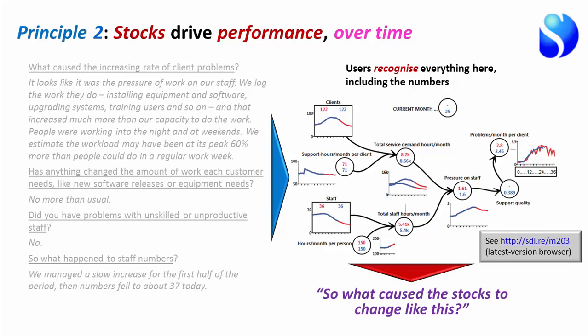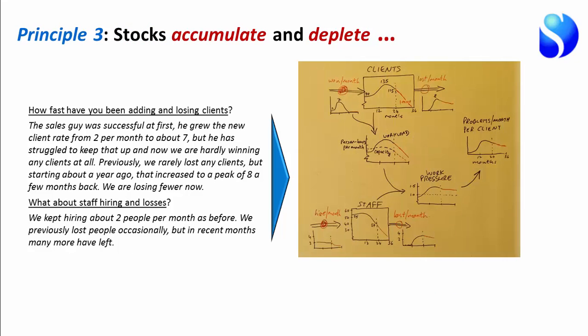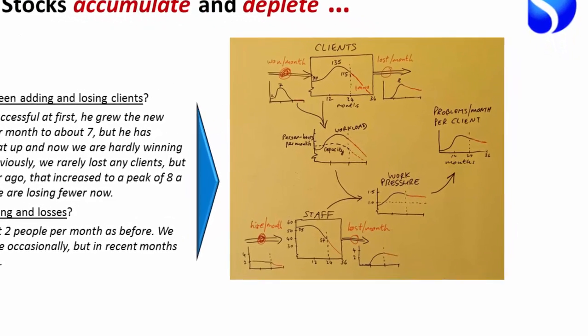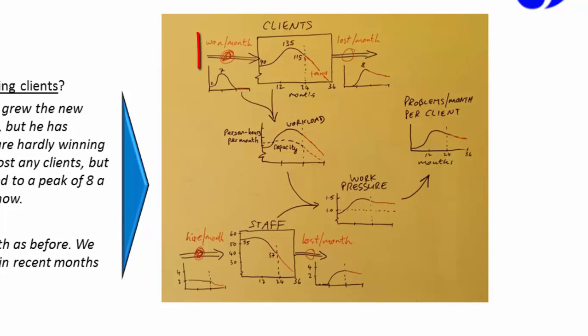Okay, we say, so what caused the stocks to change like that? Well, it had to be the flows. That's the only thing that changes stocks. So stick the flows on the stocks and fill in the time charts again. Right? So that's the rate of client acquisition on the top left, and on the top middle, that's the rate of client losses estimated over the last 24 months. And that all happened because they took on a salesperson to build a business for them who was apparently successful for a while.